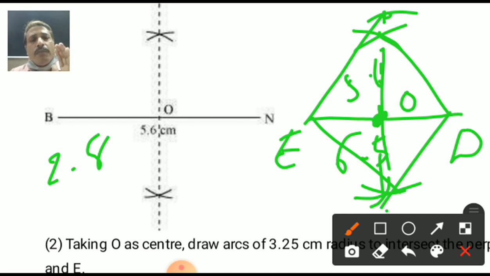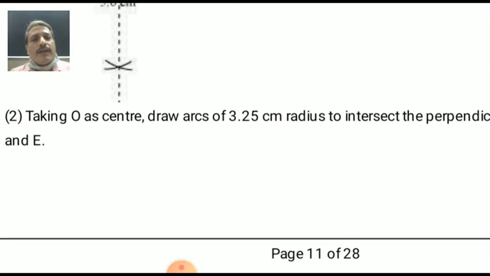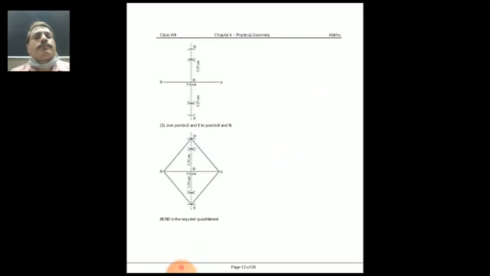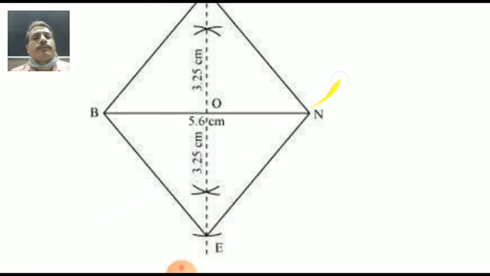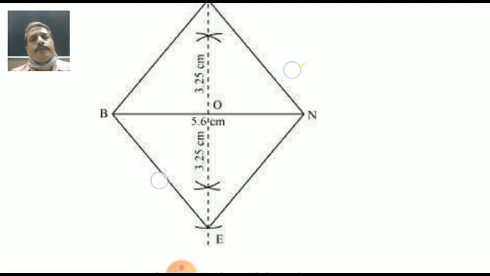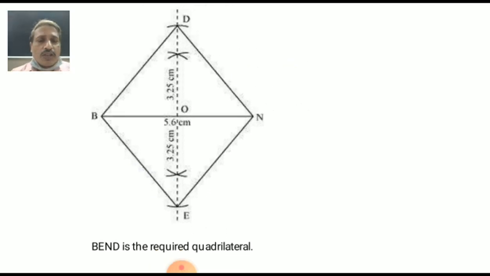We can take BN as the first one or ED as the first one. You can give even BN. So your BEND is ready here. And in this example, BEND will come like this. 3.25 is a little bit awkward to take out, but you can measure it. No problem. Our rhombus is ready. Can you see the rhombus perfectly? And as the last step, always write that BEND is our required quadrilateral.